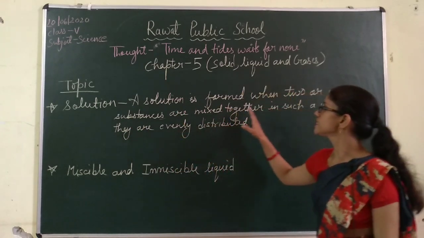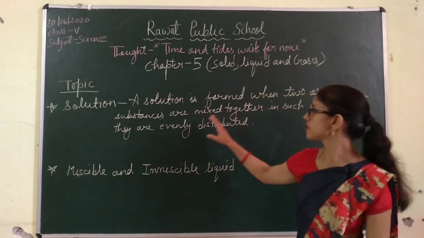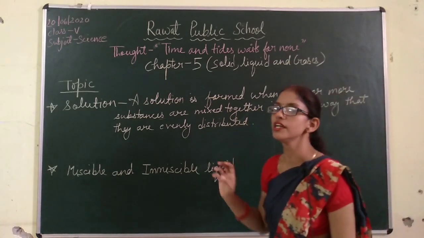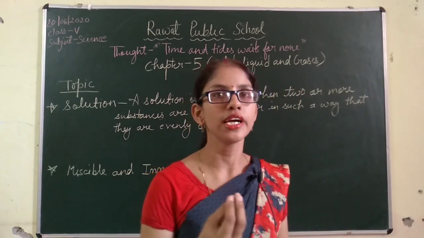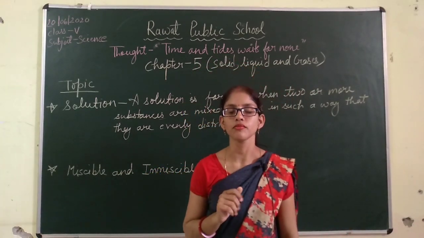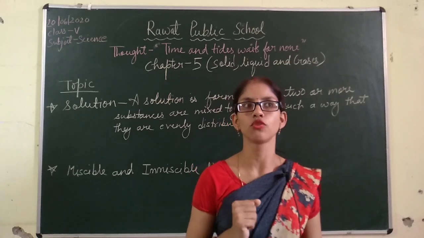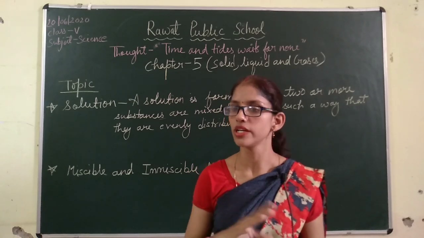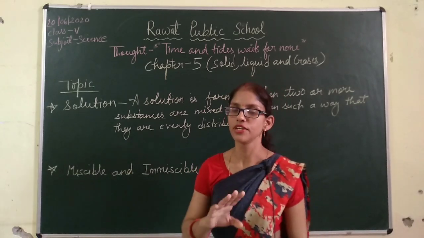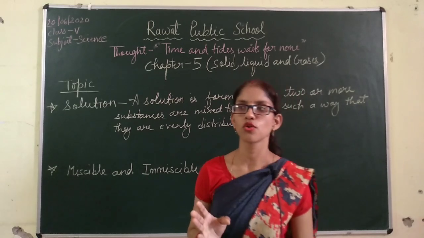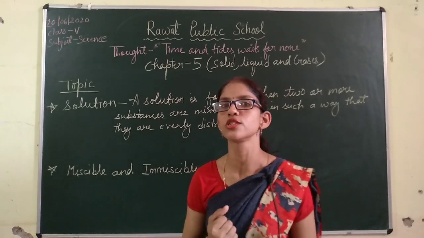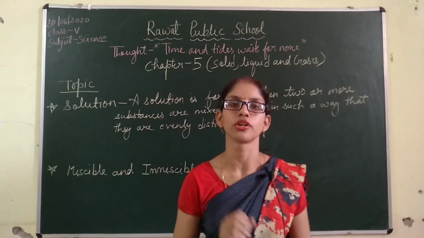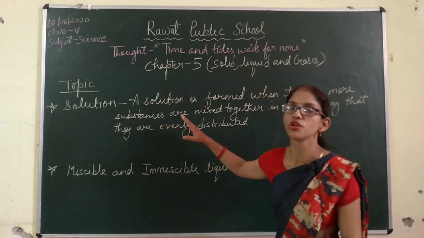A solution is formed when two or more substances are mixed together in such a way that they are evenly distributed. For example, if we add sugar or salt in water, after dissolving, the taste of the water is equal. The saltness will be equal at every point of the water, and in sugar water the sweetness is equal whether we take the water from the upper side or from the bottom side. So what happens when the solution is formed?